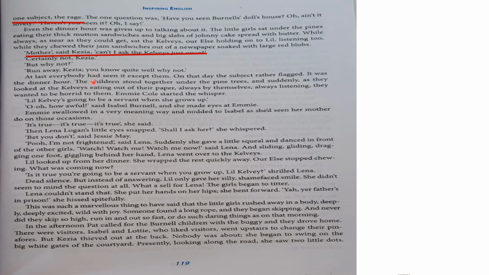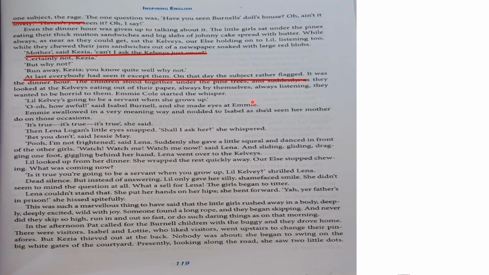She does not allow Kezia to show the dollhouse to the children of the Kelvey family, because they were very poor. At last everybody had seen it except them. Them means the Kelveys. On that day the subject rather flagged. Flagged means the intensity reduced because it became boring now.